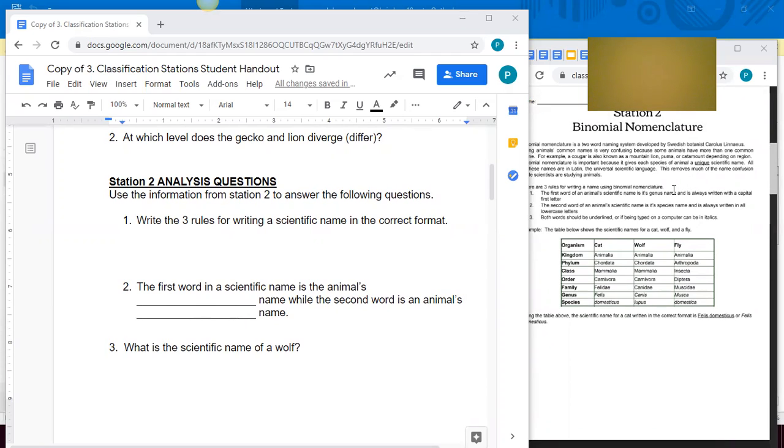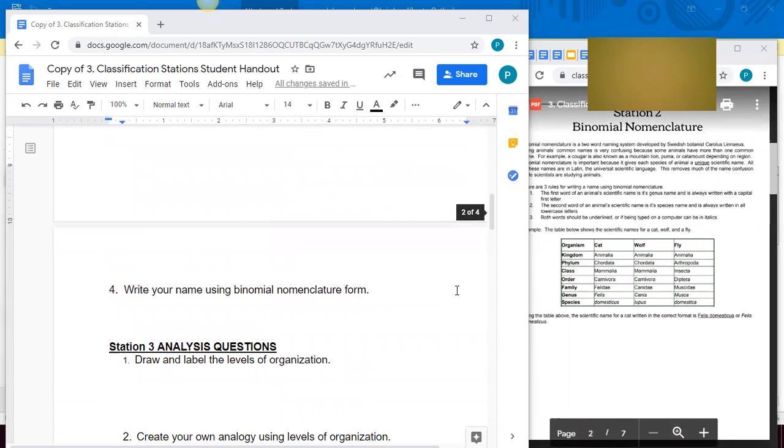So one thing that it's going to be hard to do when you're on a computer is you have to make sure that you know how to do italics or underline. So I need you to play with those tools. If you are going to have to write this on paper or something, then yes, I just want you to underline it, because you cannot write in italics. Okay, write your name using binomial nomenclature form.